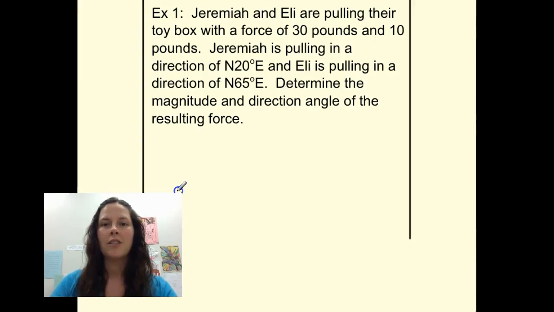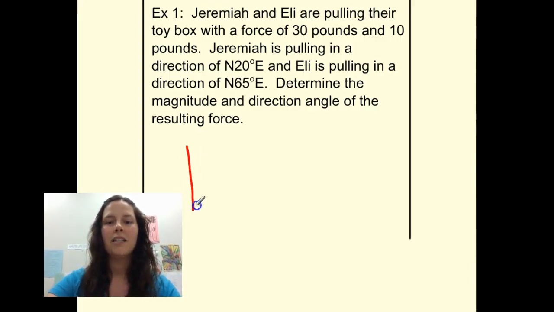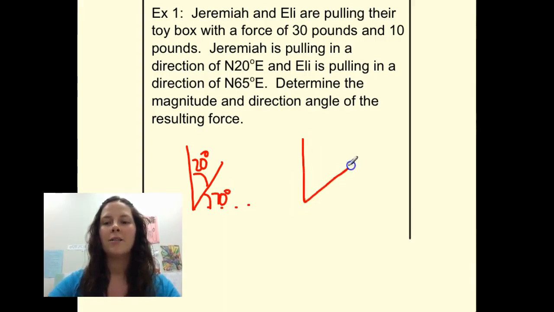So the first thing we need to do is find the direction angle from the positive x-axis instead of from the positive y-axis. Jeremiah is pulling in a direction of north 20 degrees east. So if we subtract that from 90 degrees, it's a 70-degree direction angle from the horizontal. Eli is pulling in a direction of north 65 degrees east. Subtracting that from 90 degrees, his direction angle is 25 degrees.